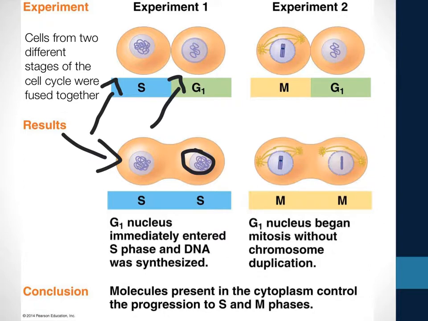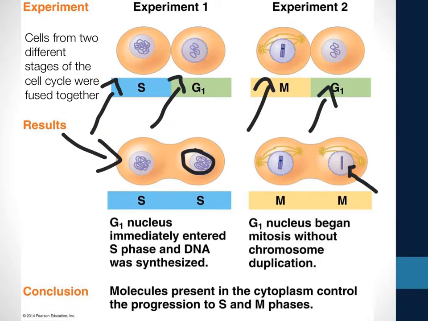Similarly, when they took a cell that was starting mitosis and took a cell that was in G1, when they fused these two cells together, both cells started mitosis, even though the cell on the right was not ready for mitosis yet. If you look, the DNA in this particular cell hadn't replicated yet, so this cell was not ready for mitosis. However, it started mitosis anyway.